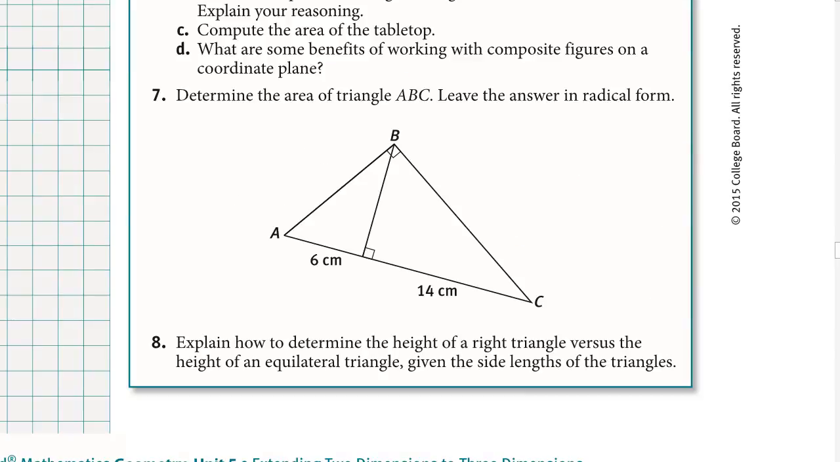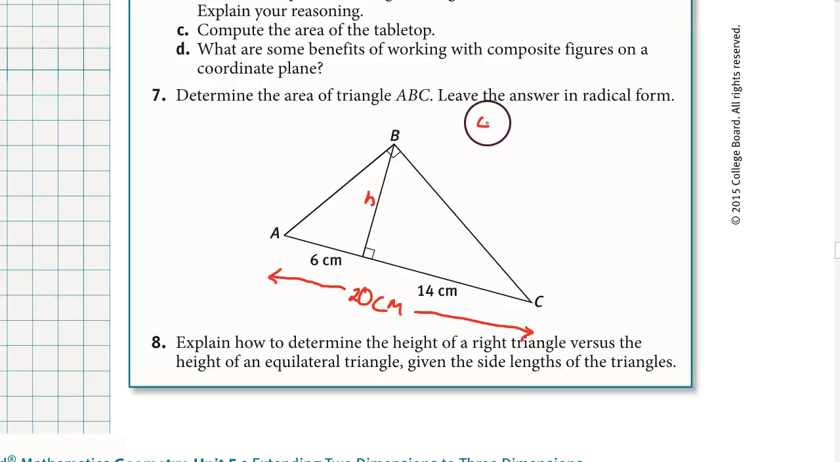Next, let's take a look at number 7. Here we have a triangle, and we want to find its area. We can tell that this side here is 20 centimeters long. What we don't know is the height of the triangle. We could call it h for height. Do you recognize this situation from earlier this year? We have a right triangle with an altitude drawn. The length of that altitude is the geometric mean of the pieces of the hypotenuse.